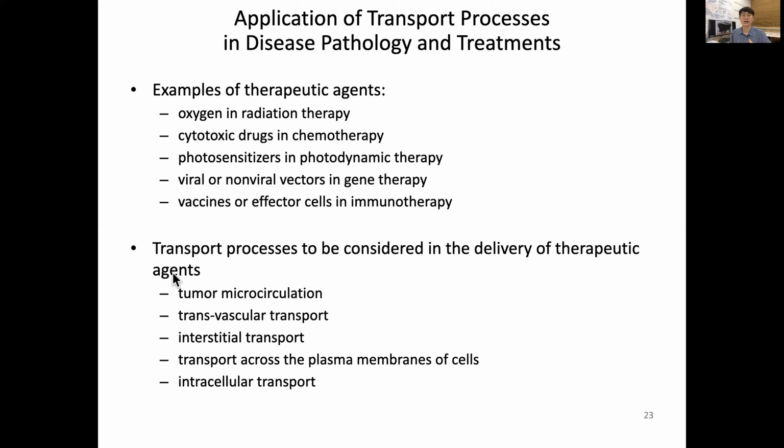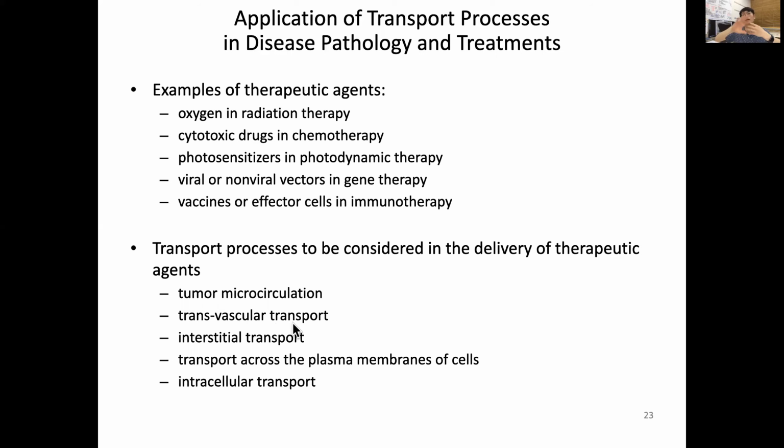So transport processes have to be considered when we consider the delivery of these kinds of therapeutic agents. So we need to understand, let's say, the tumor microenvironment, fast circulation, so circulation into the tumor. And when there's a vessel, the vessel may not be the same as a healthy, normal physiological vessel. So the transport of the drug agent across the vessel is important. We can call it transvascular transport, which has to be considered.